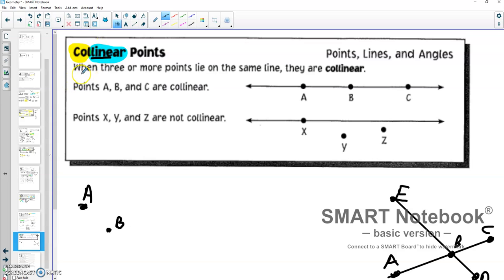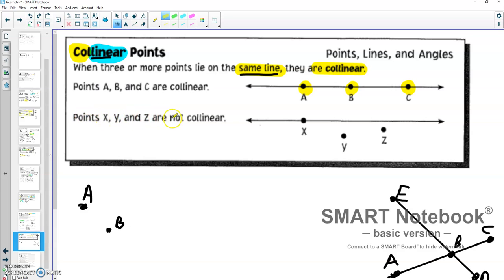Let's see the real definition, if it agrees. So when three or more points lie on the same line, they are collinear. Okay, so as long as we see something that is on the same line, it's collinear. Let's look at the two examples they show. Points A, B, and C are collinear. So before I even look at the picture, I know that A, B, C are on the same line. So if I look, I see a straight line. A, B, and C are all connected on the same line. So that's collinear.